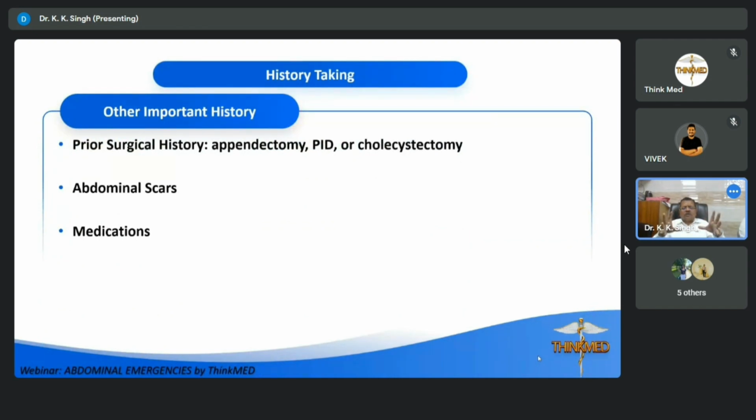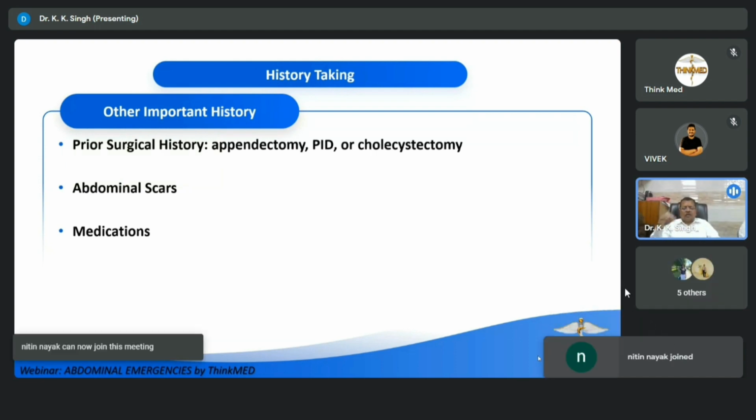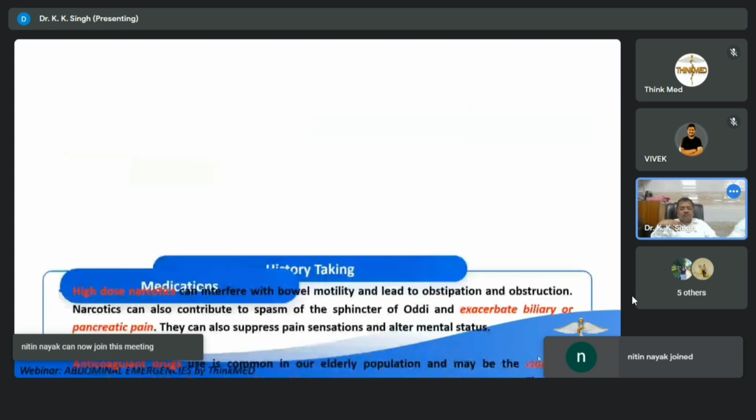Other things which you have to ask in the past history or your examination: what medication the patient is taking, any history of prior surgery, abdominal scars, condition of the skin. These you have to also take as part of your clinical evaluation.